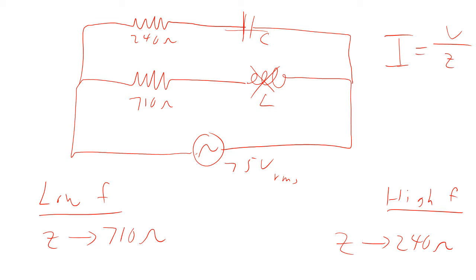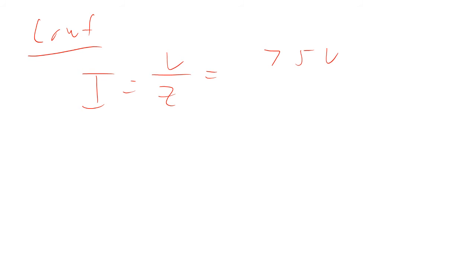Okay, and so that means that we can then say that for low frequencies, the current, which is going to be V over Z, will be 75 volts RMS divided by the 710 ohms. And so that means it's 0.11 amps.